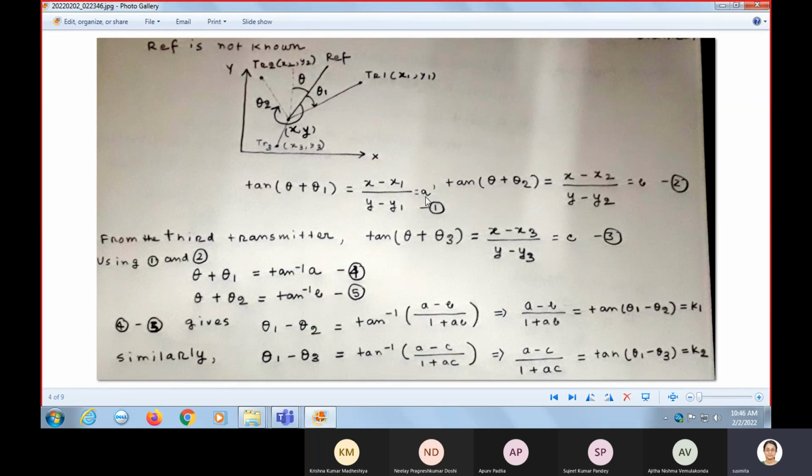So this we can write as A and this we write as B. And then using the third transmitter, we have another equation. So tan of theta plus theta 3 is equal to C.